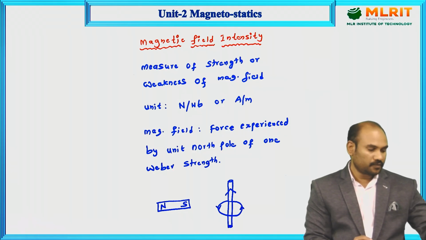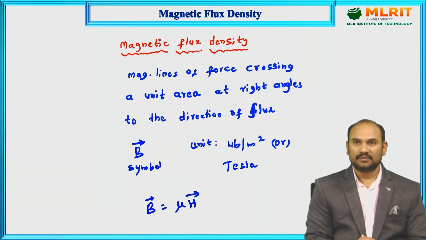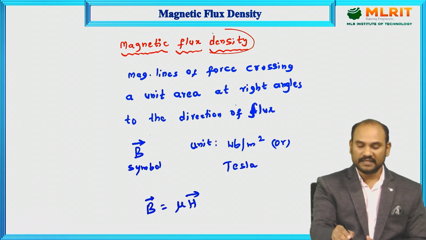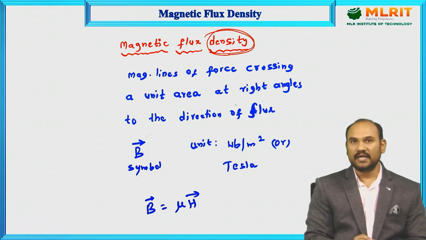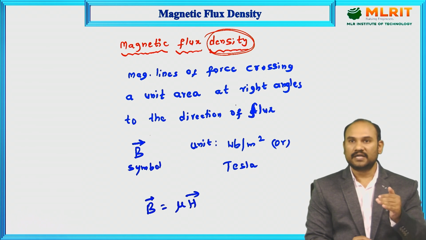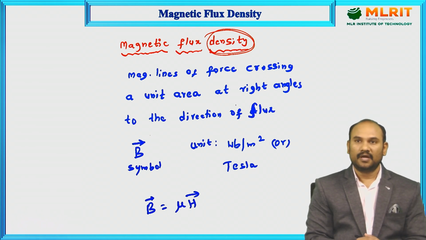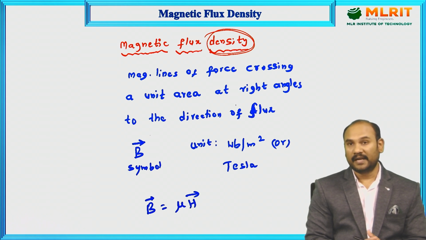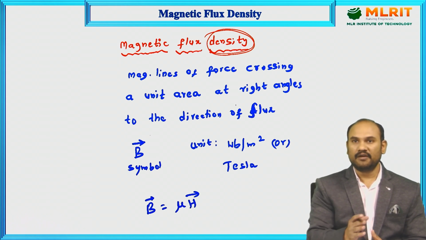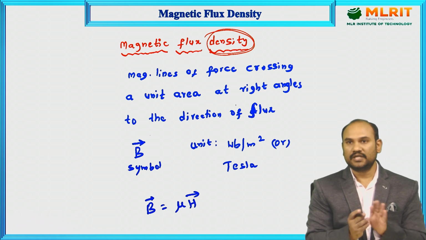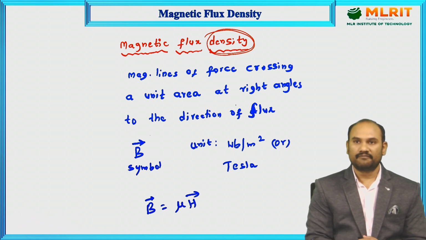Now, let us proceed to the second parameter, a crucial parameter of magnetostatics, that is magnetic flux density. Before understanding flux density, first understand what is flux. And this is not a new thing. Flux is not a new thing. You have seen this in unit 1 in the form of electric flux. Just here you have magnetic flux and its associated extension is magnetic flux density.